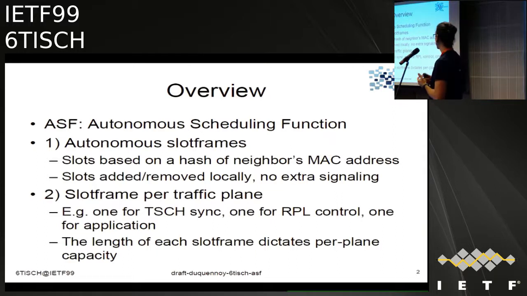The second concept in ASF is that you have one slotframe per traffic plane, typically one for the 6TiSCH synchronization, one for the routing control, one for the application, but you could have as many as you want. One benefit of that is that the slotframes are isolated completely by design, so they don't interact with one another. And the slotframe length is going to dimension your schedule like in any slotframe. But the key design point here is that because you have one slotframe per traffic plane, you can very easily dimension the traffic capacity for each plane.